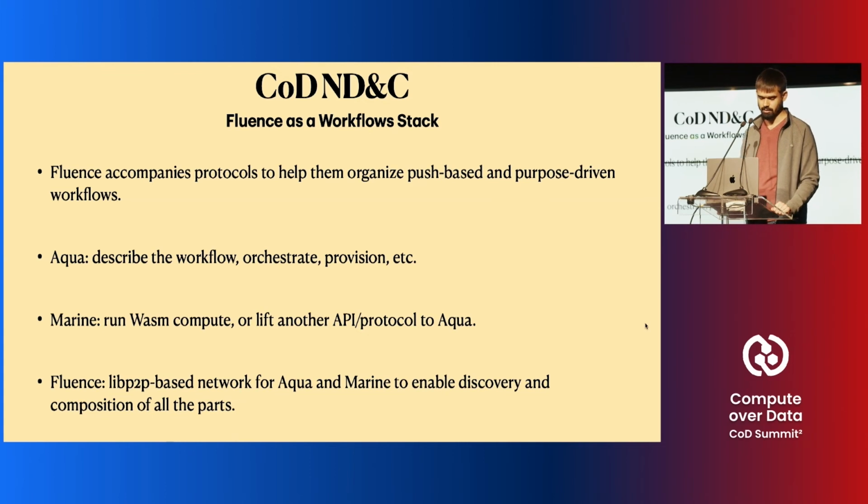We have Marine. Marine is a WebAssembly runtime to run compute, or, most likely, to lift another API or protocol running on the same peer to Aqua. So just to enable the composition, you can write a very small WebAssembly module to use the capabilities that you already developed in another protocol. Or if you want to do all Fluence with all the portability and so on, you can do pure WASM. And Fluence as a network is a libp2p based network for Aqua and Marine to enable discovery and composition of all the parts.